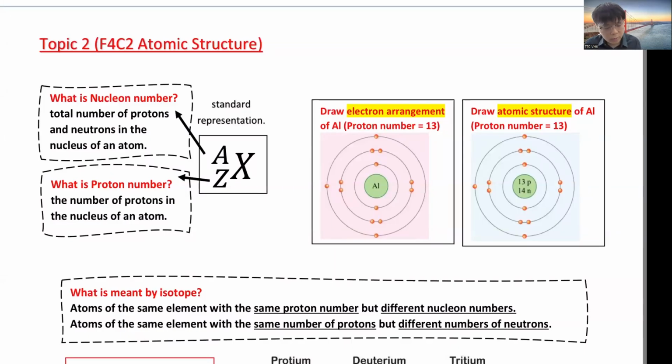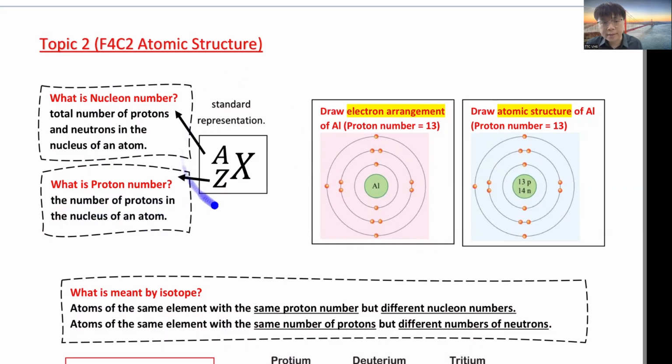So now the second topic, Topic 2, we'll do Form 4 Chapter 2, atomic structure. Normally if these topics come out in exams, they'll ask you about the definition of nucleon number. So what is nucleon number? Total number of protons and neutrons in the nucleus of an atom. What is proton number? It is the number of protons in the nucleus of an atom.